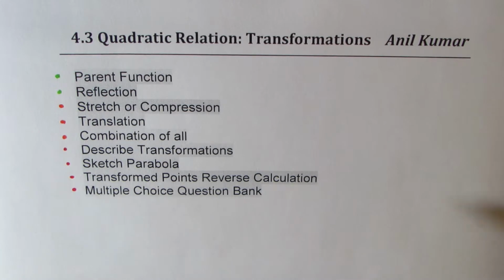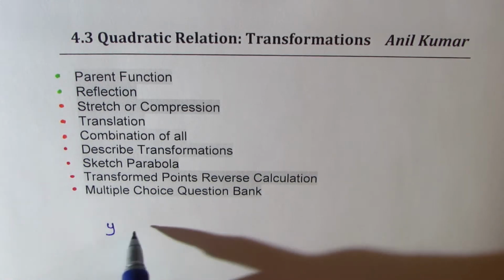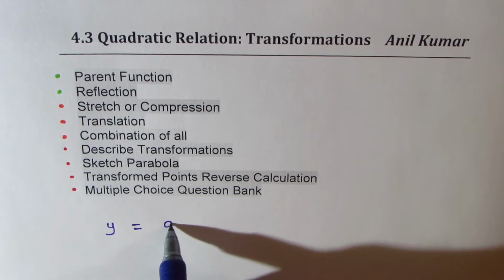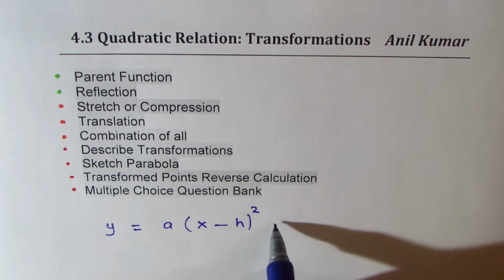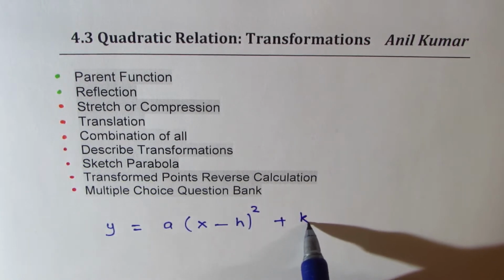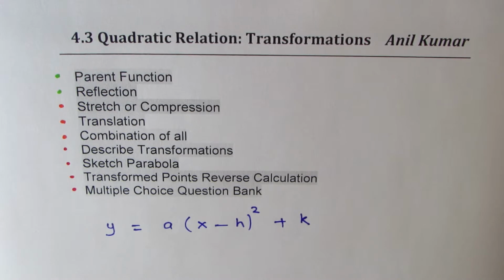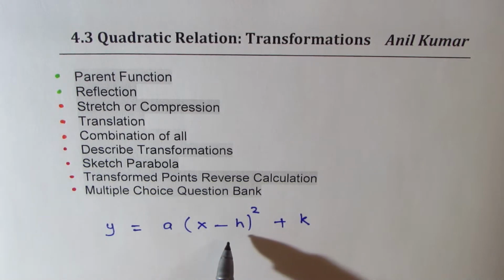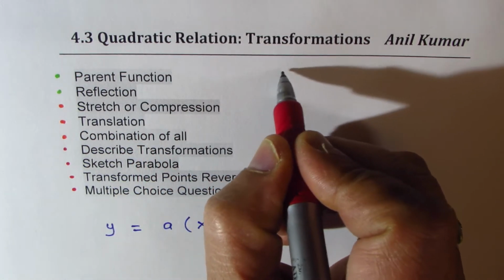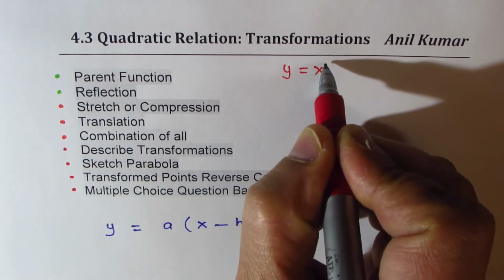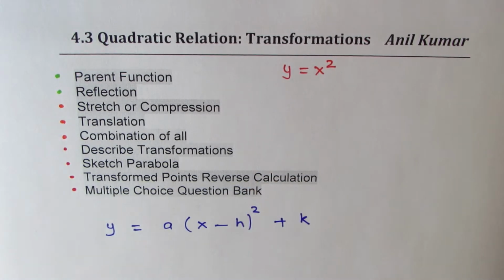When we say transformation, we look into a general equation which could be written as y equals a times (x minus h) whole square plus k. That is a standard equation which you normally see whenever you study transformations. Now let us figure out the basic components of this transformed function. We'll begin with the parent function, which is always written as y equals x square. That is the basic parent function.